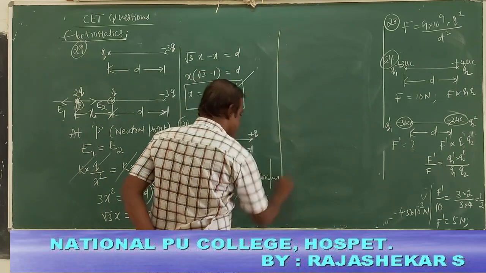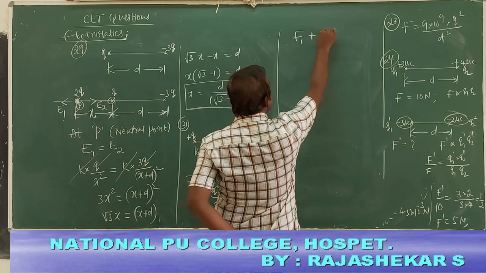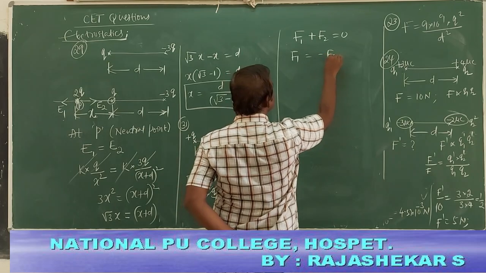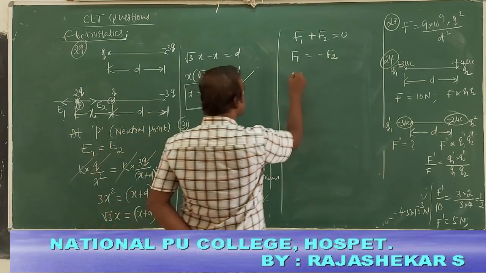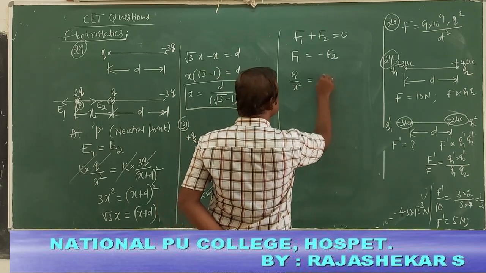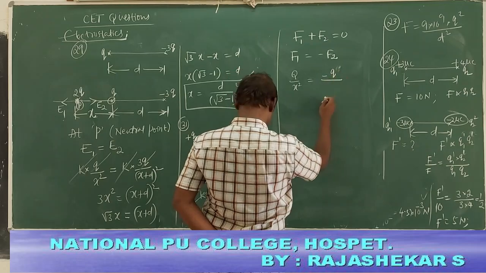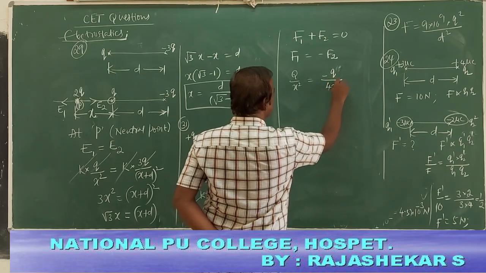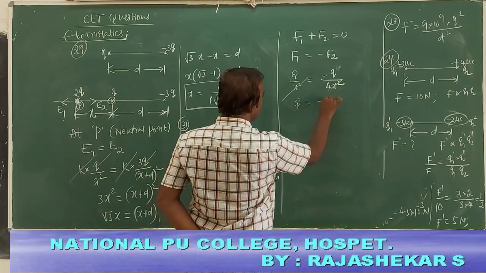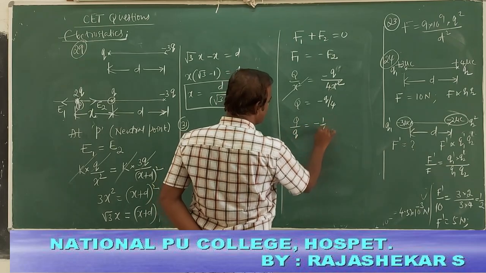Like F1 plus F2 should be 0. This is what I mean. F1 is equal to minus F2. But the minus sign is also carried. So it is like Q by x square is equal to minus Q square, one Q cancelled, divided by 4x square. So x square cancelled. q is equal to minus Q by 4, or Q by q is equal to minus 1 by 4.